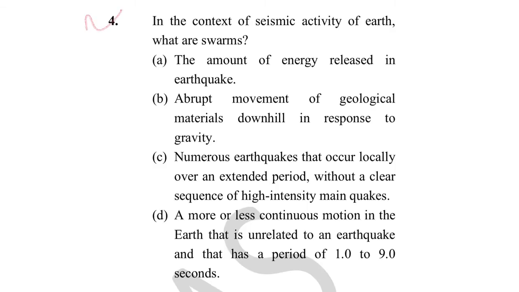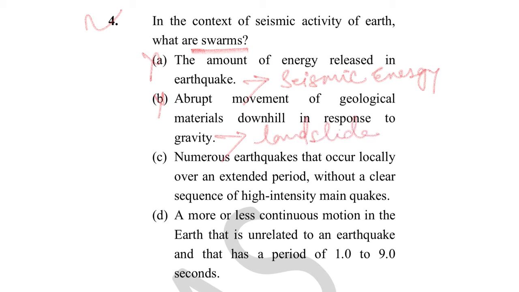Question number 4. In the context of seismic activity of Earth, what are swarms? The amount of energy released in an earthquake? No, this is seismic energy. Abrupt movement of geological materials downhill in response to gravity? No, this is landslide. Numerous earthquakes that occur locally over an extended period? Yes, numerous earthquakes which occur locally. So C will be the correct answer.